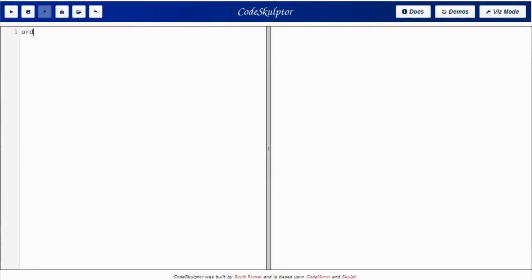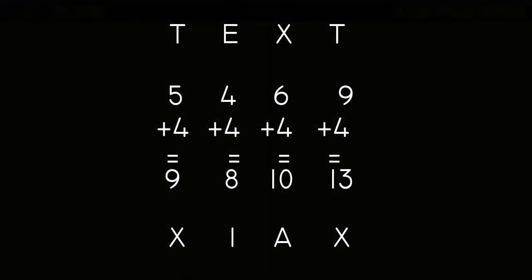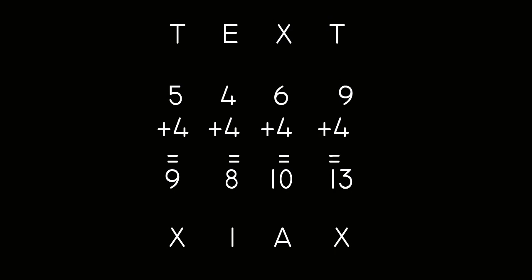So all we have to do to use this function is to call the function ord and write a letter in the brackets. As we can see, this function is giving us back the number assigned to a particular letter. Let's look at our example.